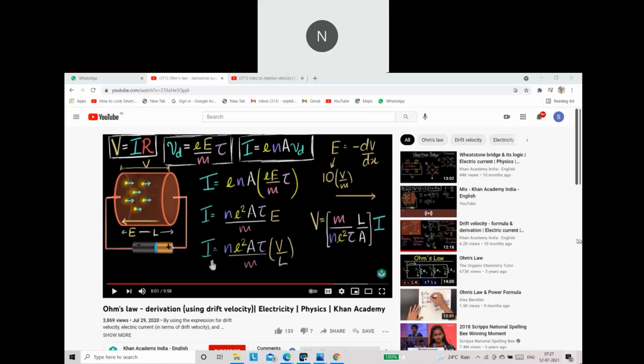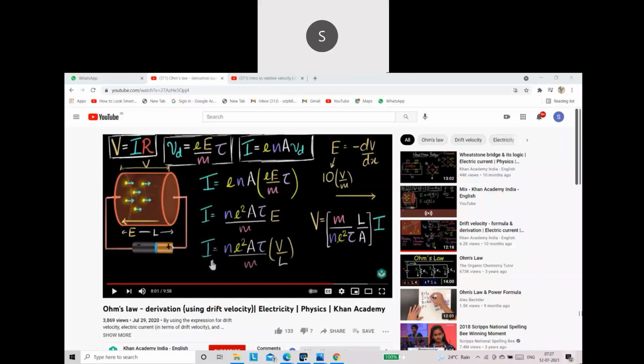Sagar, what is the relation connecting current and drift velocity? I equal to nAeVd. Correct.